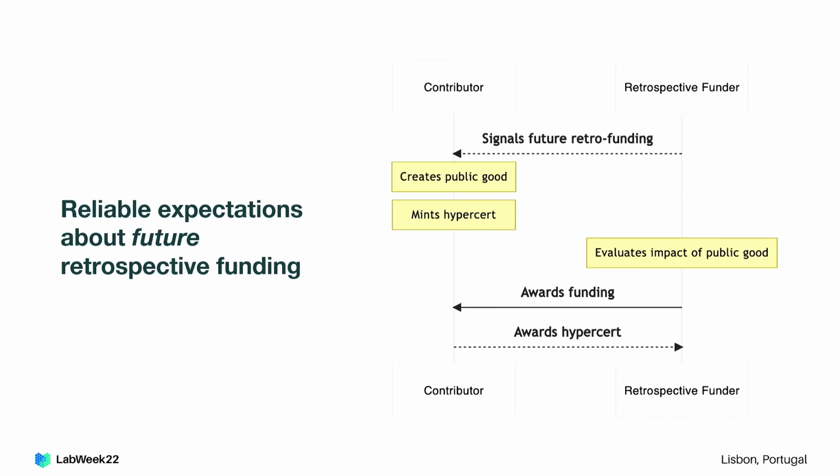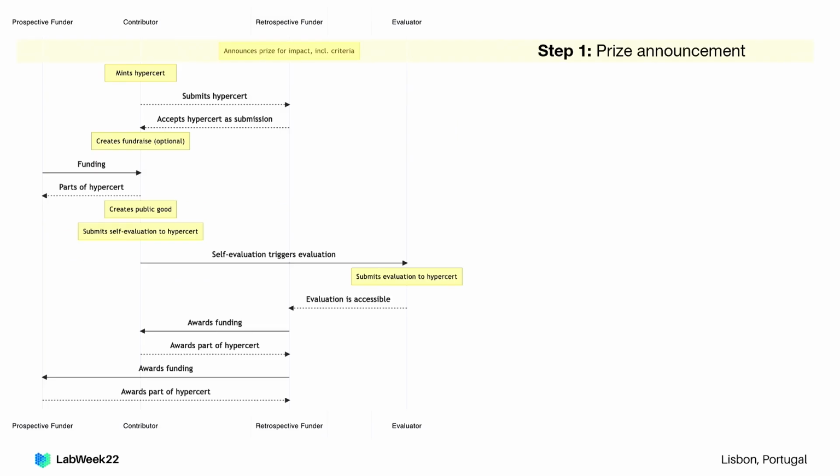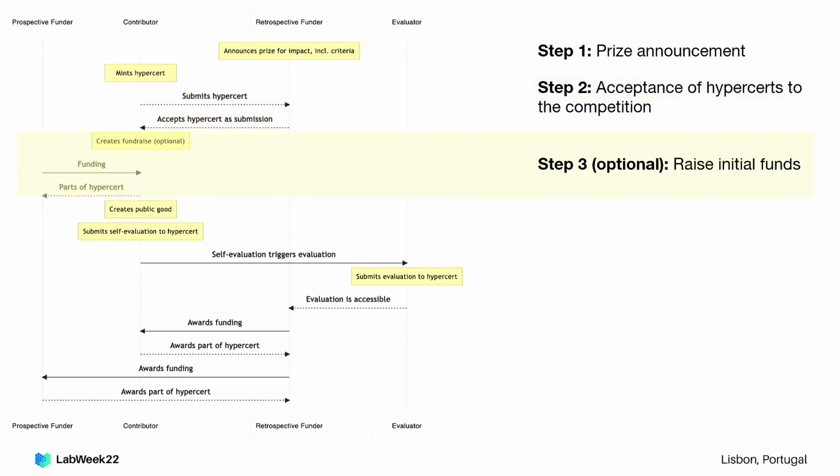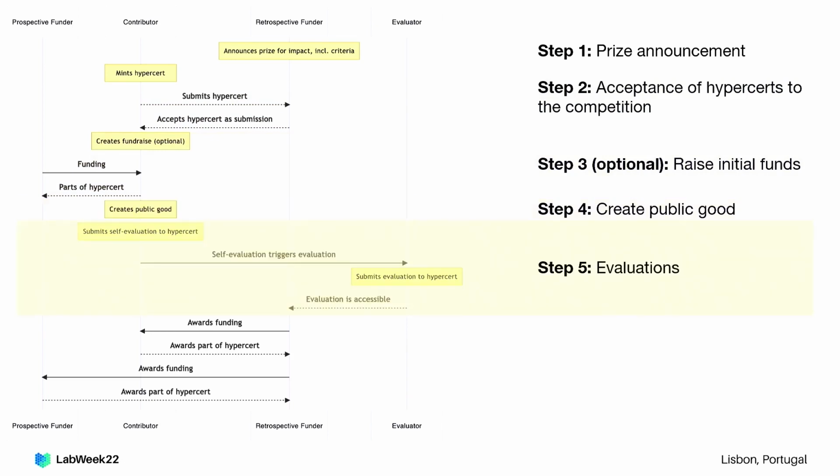The easiest way, and this is the way that is done with price competitions already today, is you announce a price, you really specify the criteria to give out money in the future. Then, combining that with hypercerts, hypercerts would be minted and accepted to the competition. Based on this acceptance, they optionally can raise initial funds from other funders. The public good is created, it is evaluated, and then the retrospective funding flows to the contributors who did either the best work or met the criteria that were specified.